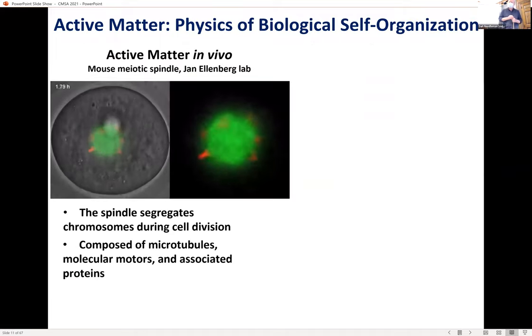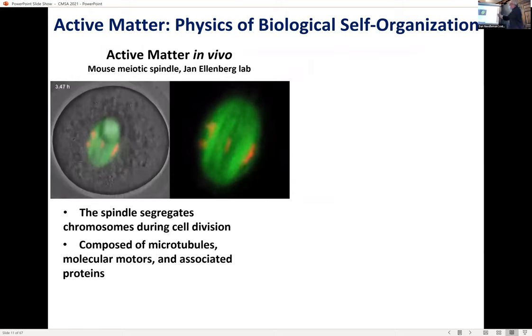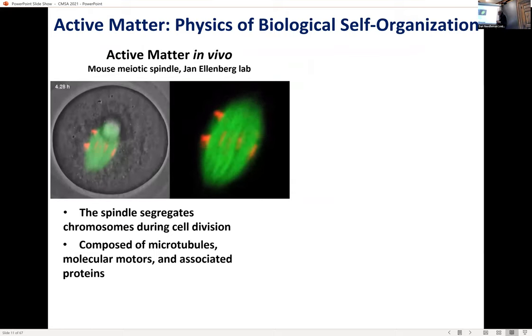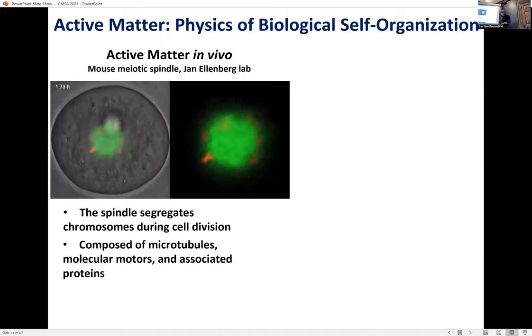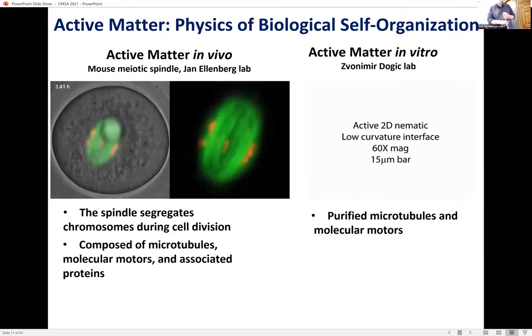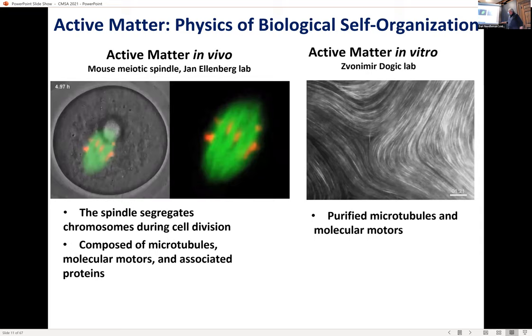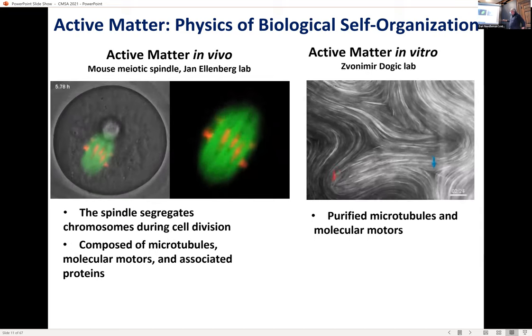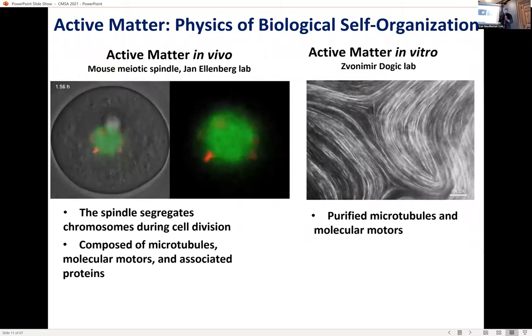So you can have active matter in vivo. Again, the spindle is my personal favorite example of this, and the spindle is largely composed of microtubules, molecular motors, and other associated proteins. And you can have active matter in vitro. This is a beautiful example from Zvonimir Dogic's lab, where they've taken purified microtubules and molecular motors and mixed them up, and they see beautiful circulating patterns.